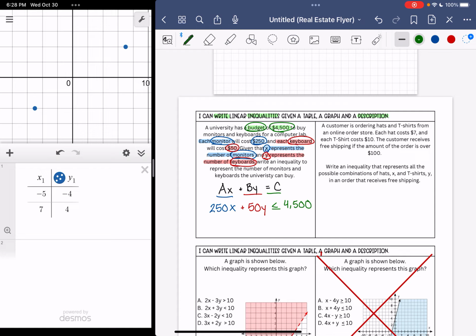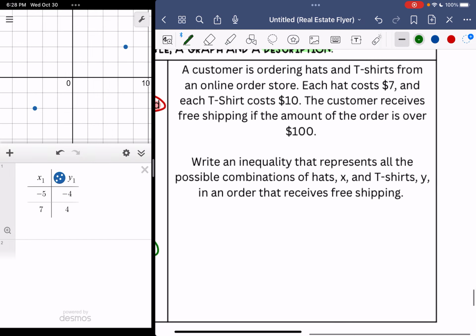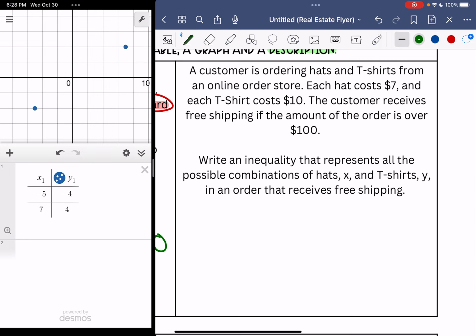You have one to do right here. A customer is ordering hats and t-shirts from an online order store. I'll help you get this one marked up if you need it. It says from an online order store, each hat costs $7 and each t-shirt costs $10. The customer receives free shipping if the amount of the order is over $100. Write an inequality that represents hats X, t-shirts Y for an order that receives free shipping.